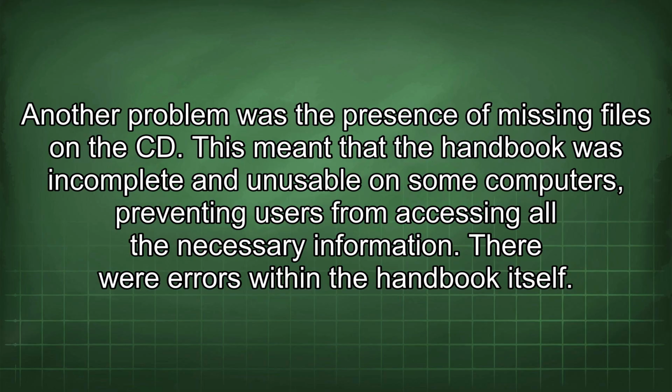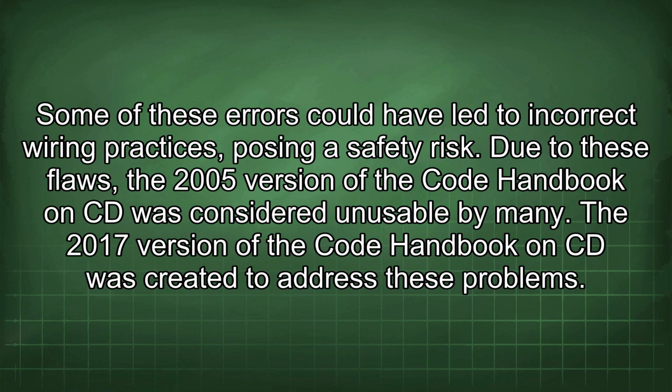There were errors within the handbook itself. Some of these errors could have led to incorrect wiring practices, posing a safety risk. Due to these flaws, the 2005 version of the Code Handbook on CD was considered unusable by many. The 2017 version of the Code Handbook on CD was created to address these problems.